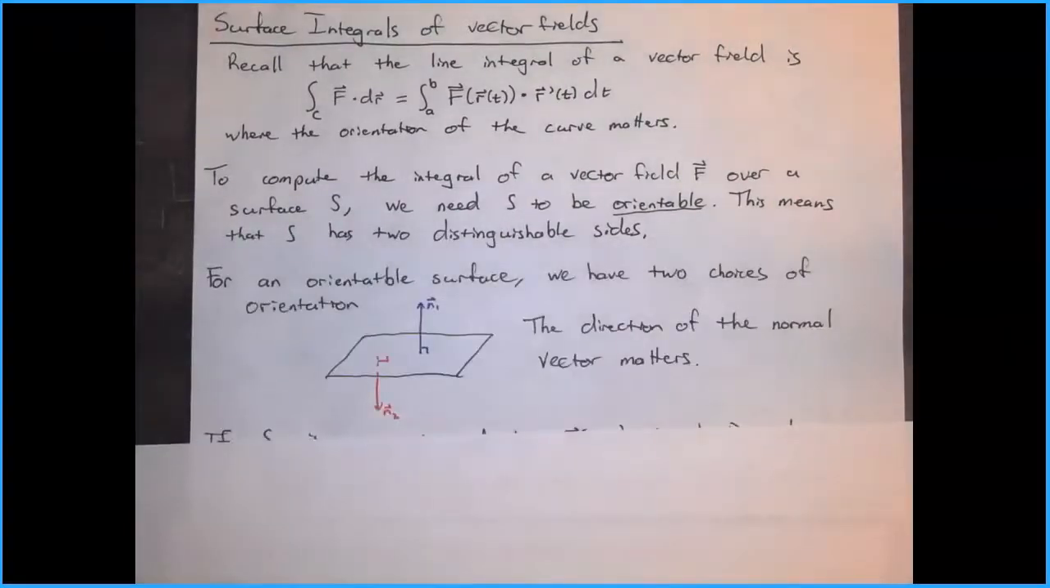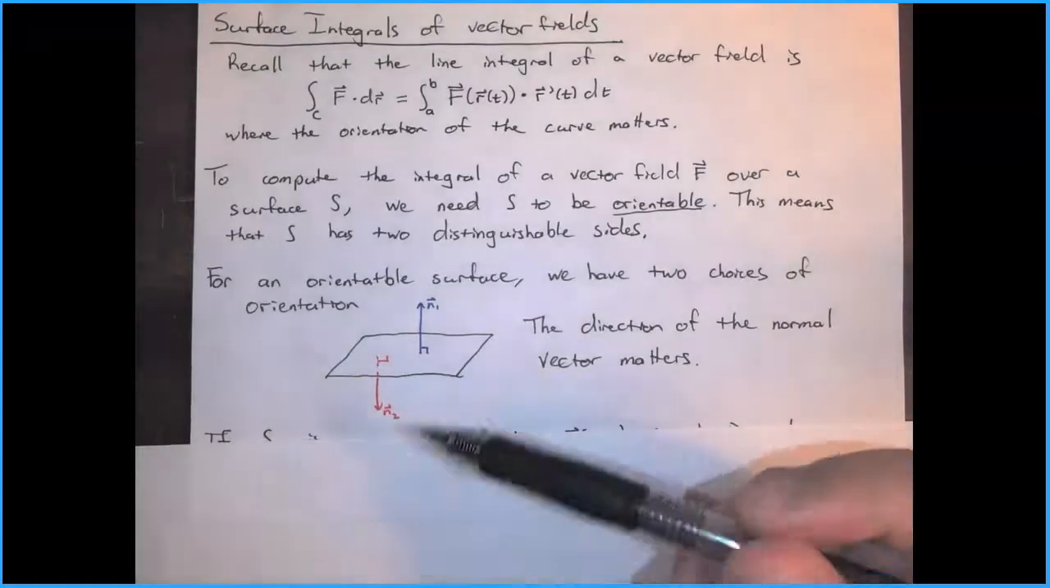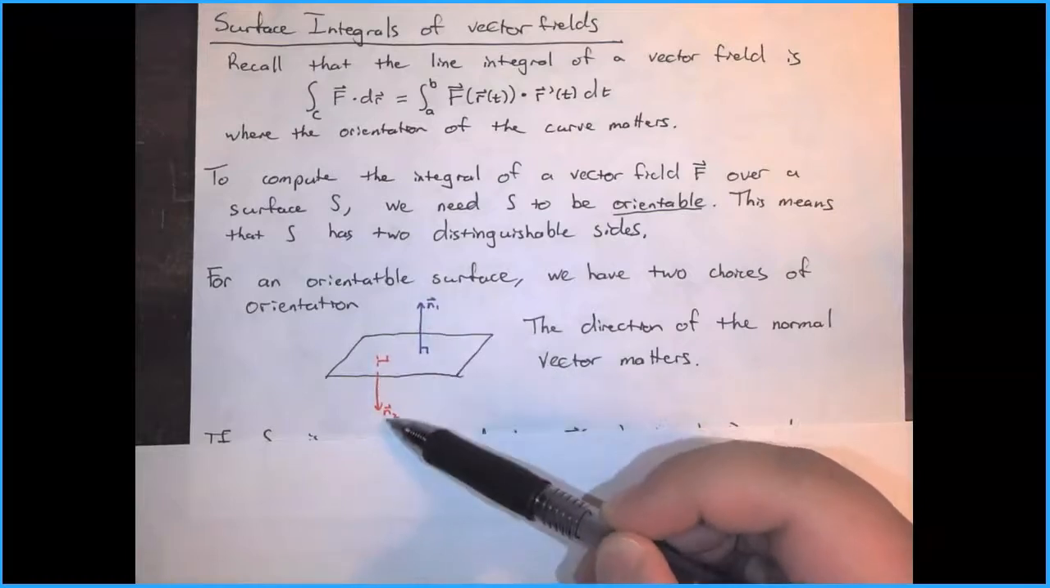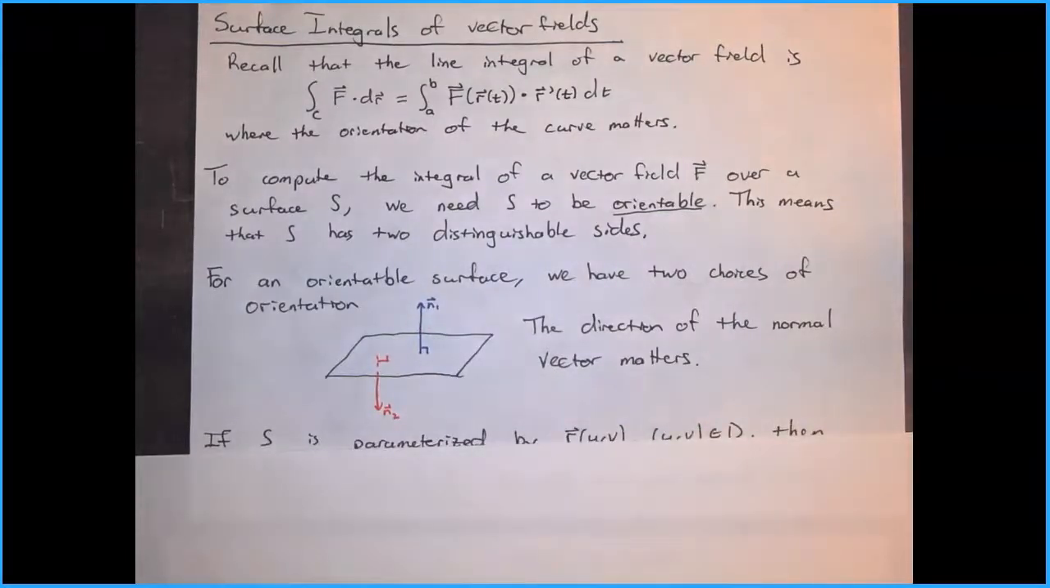If you have an orientable surface, there are two choices of orientation, and this depends on the normal vector. So if you have a surface with two sides, you can either pick the normal vector on one side of the surface or the normal vector on the other side of the surface. So for these surface integrals of vector fields, the direction of the normal vector matters. And we're going to need to be aware of which normal vector to pick.